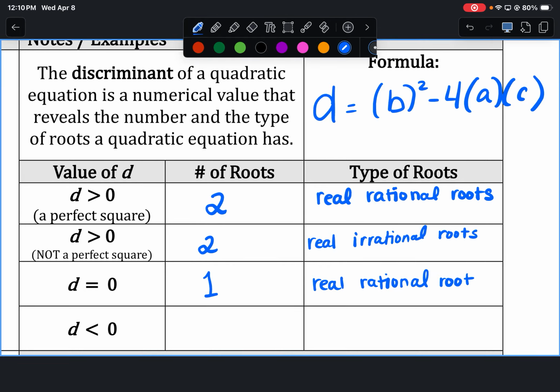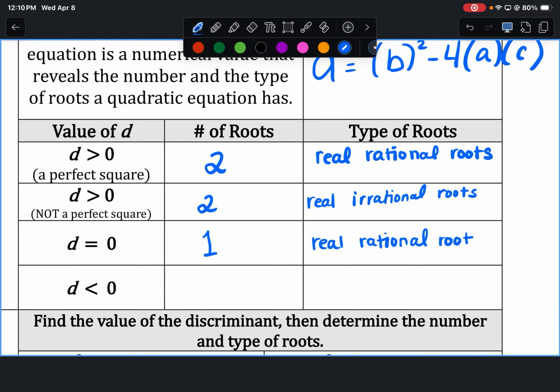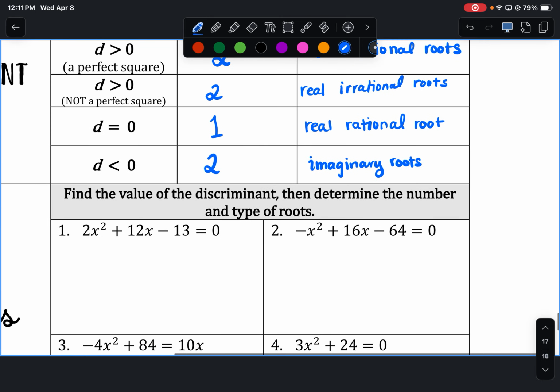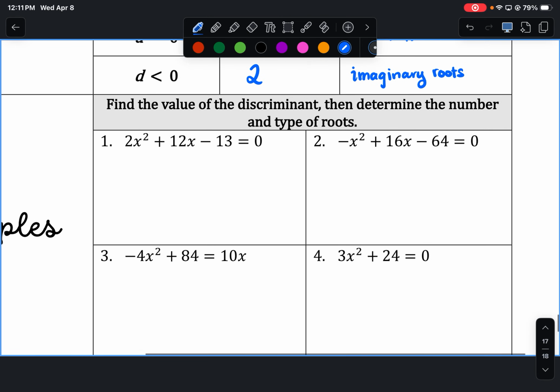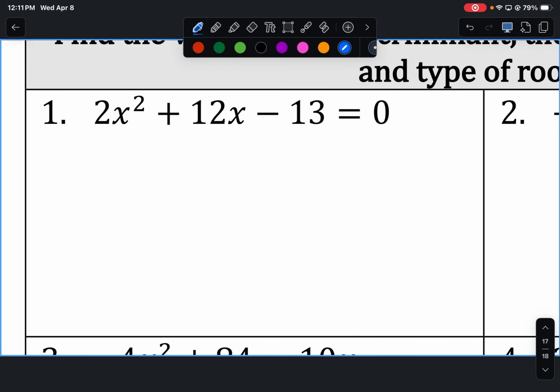All right, so we have our discriminant. Okay, we have to plug it into our formula. For our discriminant, we do b squared minus 4 times a times c. What do we plug in first? 0. All right, so we get 0 squared minus 4 times 1 times 72. So we have d is equal to what? What is our discriminant for this one? Negative 288. So if it's negative, what does that tell us? Two imaginary roots.